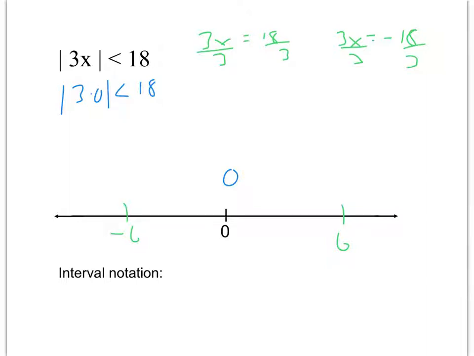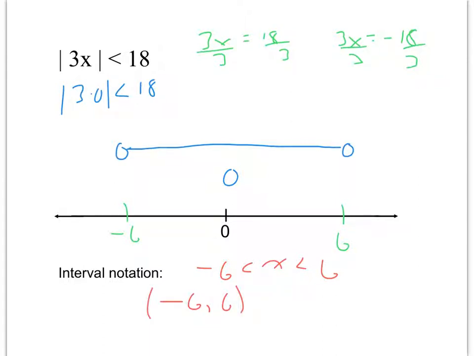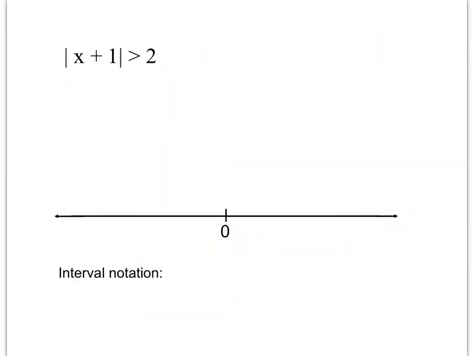So we now know that this is going to be an open dot. An open dot at negative 6 and 6. We are in between because 0 worked. If 0 had not worked, we would have been outside. So our answer in inequality notation is negative 6 is less than x is less than 6. And in interval notation, we're going to write negative 6, comma 6, and we're going to close those off on both sides with parentheses.